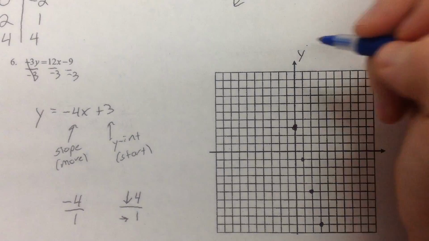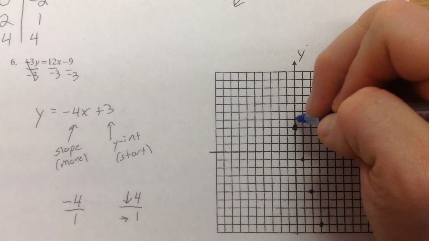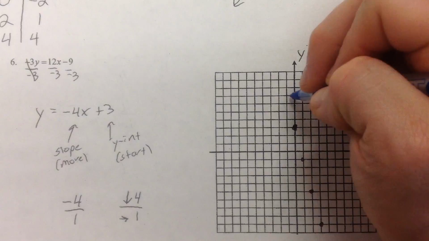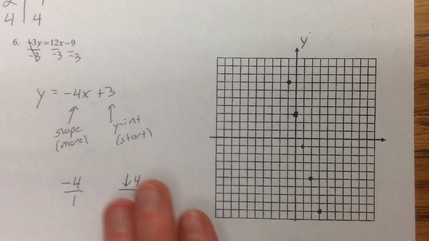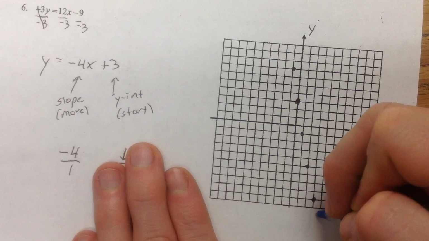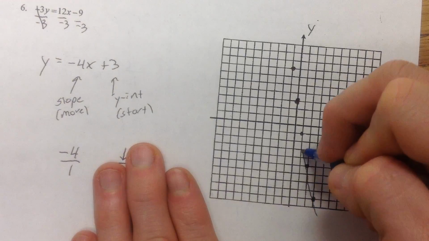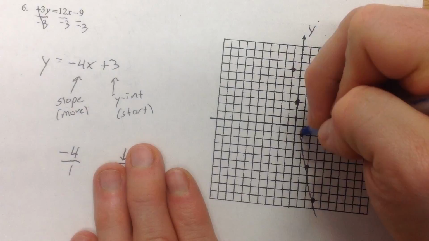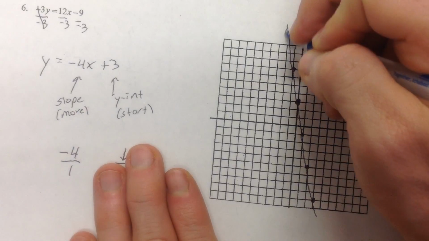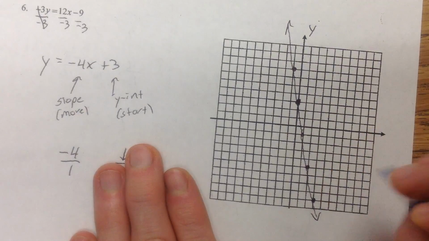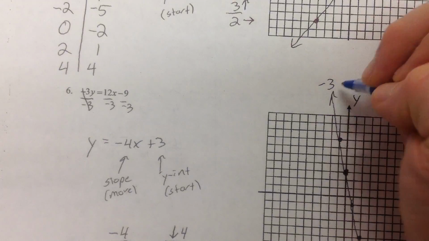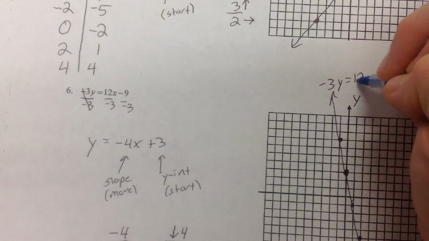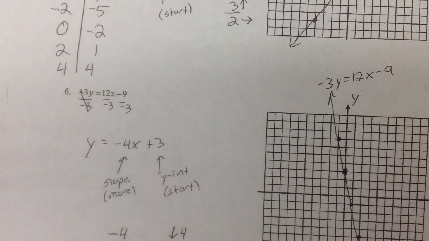And just like above, we can also do the exact opposite. We can go up 1, 2, 3, 4, and back 1. All right, and either way will work. We're then going to connect our points, making sure that we go through the points and don't just stop at the last one. So there's our line. We're going to throw a label on that using the original equation, negative 3y equals 12x minus 9.